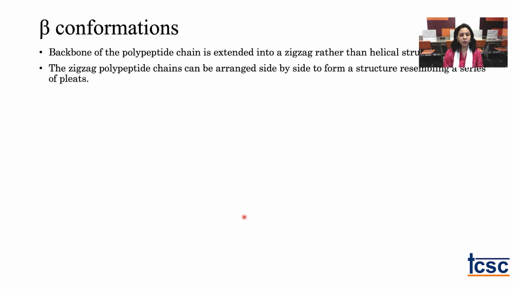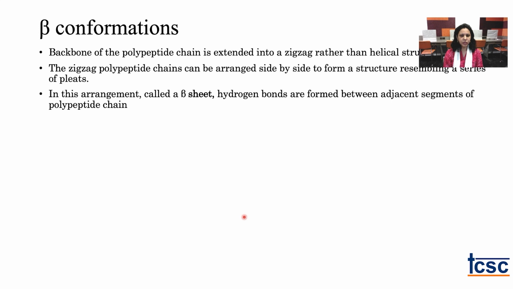And the polypeptide chains, which are in the zigzag form, can be arranged side by side to form a structure which resembles a series of pleats. And this entire structure, with many of the polypeptide chains in a zigzag form, that entire structure is called a beta sheet.